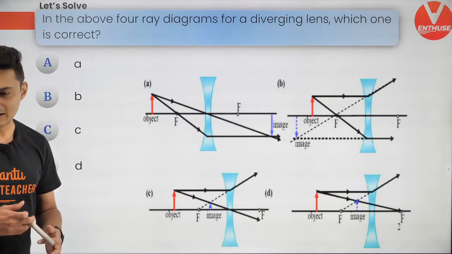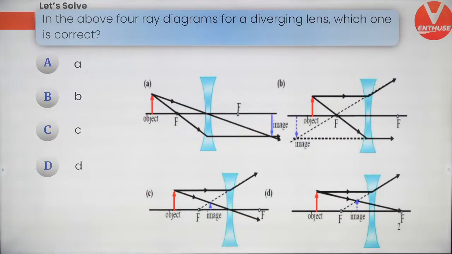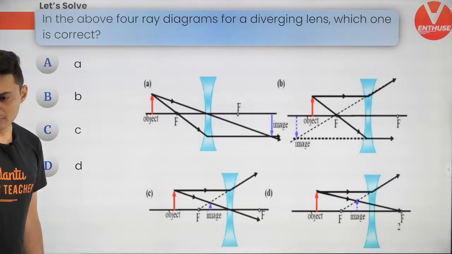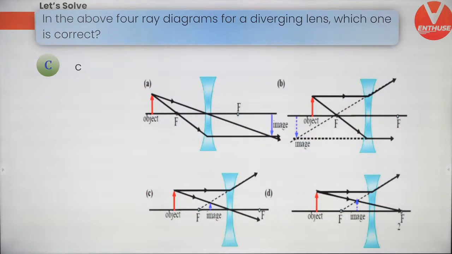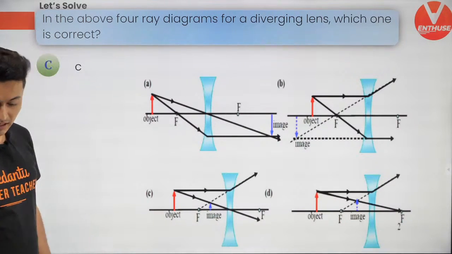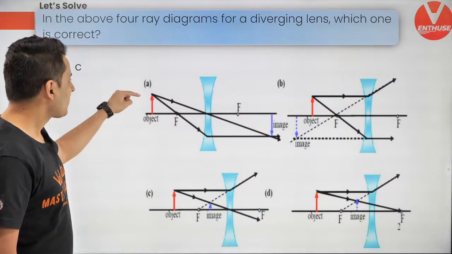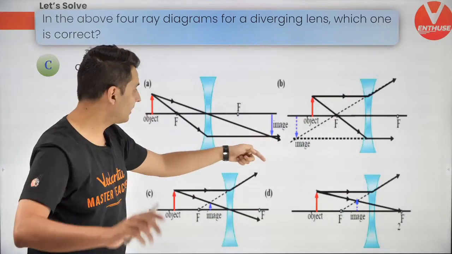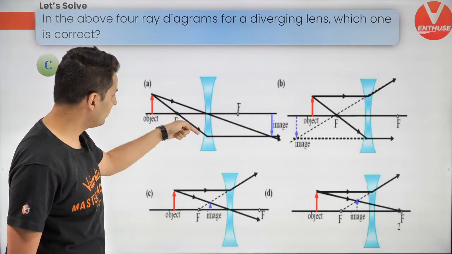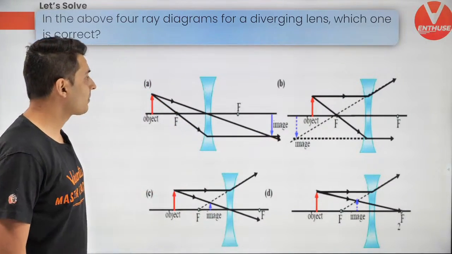Okay, let's have a look. Many people are saying B. Some of you are also saying C, by the way. Let's have a look, guys. Okay, the correct answer is actually C. It's not B. Now I'll tell you why. See, in option A, the ray over here goes undeviated. That is correct. This ray passing through the focus becomes parallel.